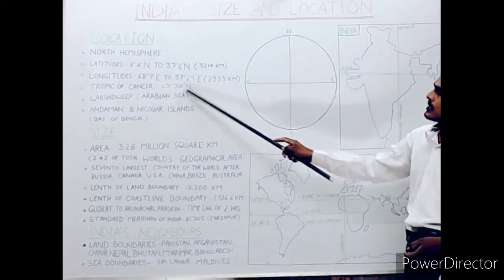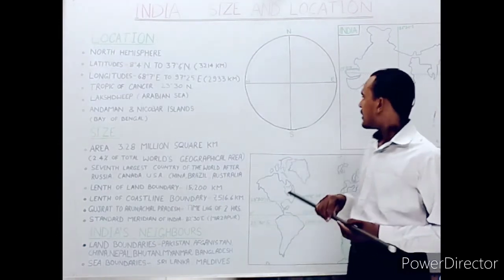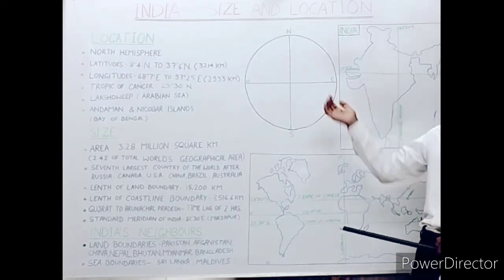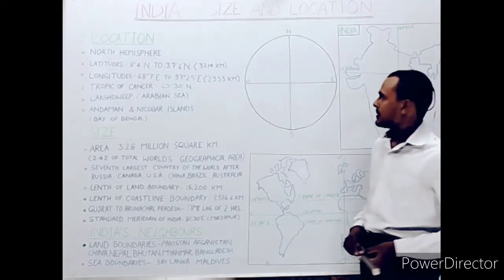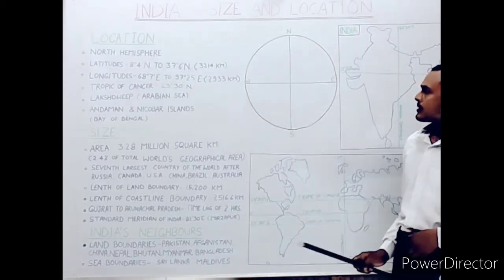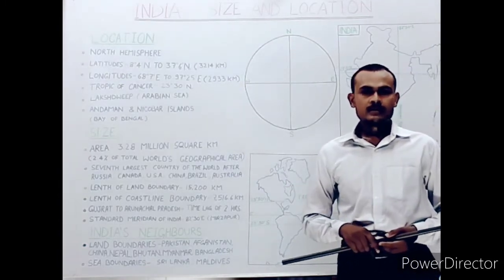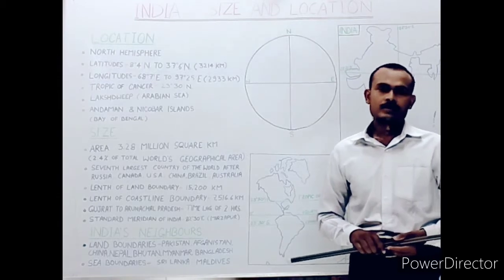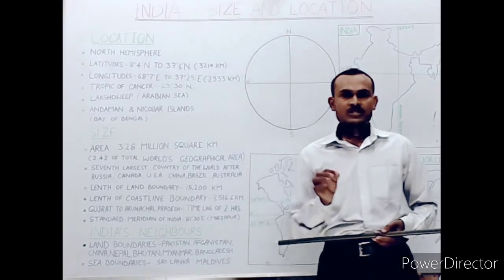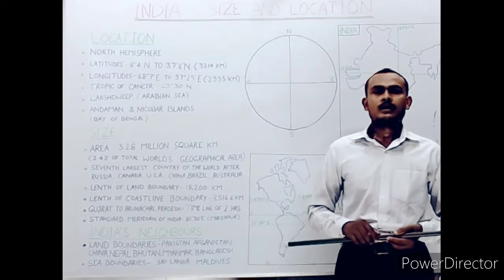23 degree 30 minute north is the latitude that passes through India. Its name is the Tropic of Cancer. It passes through 8 states of India. Their names are Gujarat, Rajasthan, Madhya Pradesh, Chhattisgarh, Jharkhand, West Bengal, Tripura, and Mizoram.